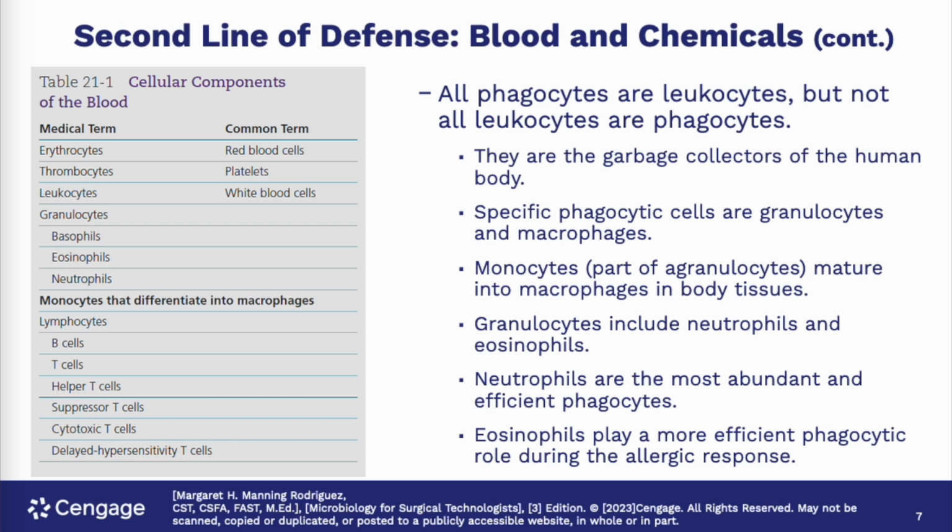Your neutrophils, for example, are the most common and effective at phagocytosis. Your eosinophils are active during allergic responses. The chapter talks about macrophages. These are formed when monocytes mature in body tissues. These cells are essential for cleaning and defending the body against infection. Now, all phagocytes are leukocytes, but not all leukocytes are phagocytes. Okay, so just keep that in mind.